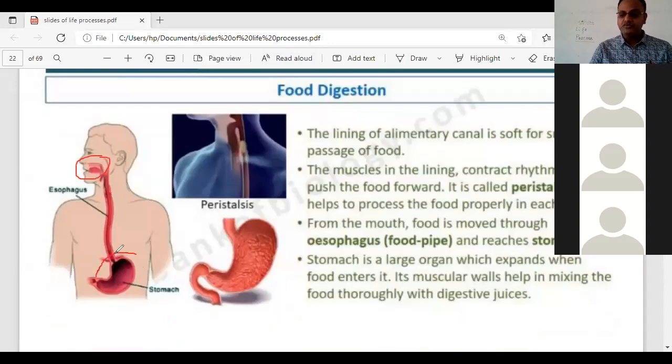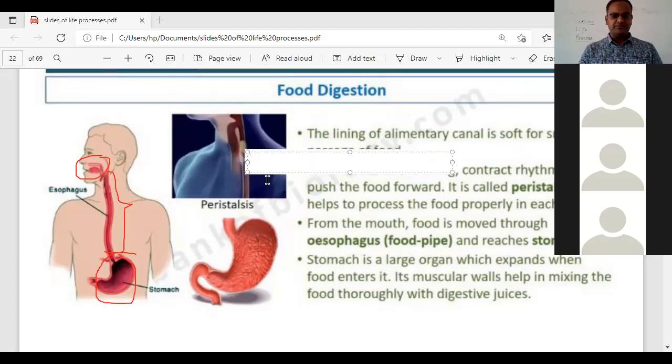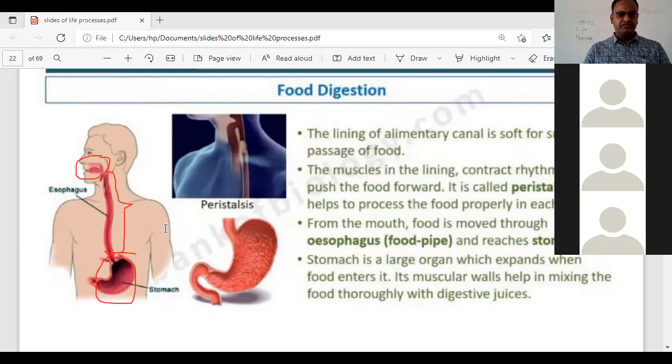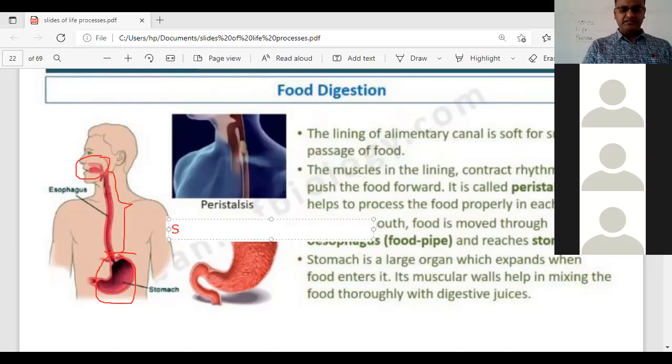But in between the mouth and the stomach, a very important tube is there. The name of this tube is esophagus, or the food pipe. Now, on the wall of this food pipe, there is a special muscle. The name of this muscle is the sphincter muscle.